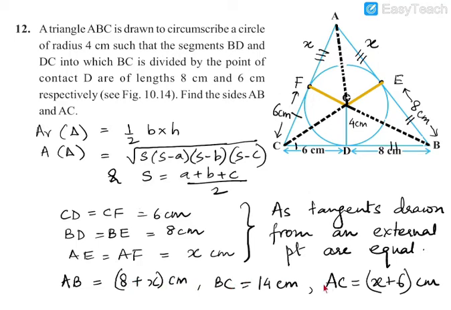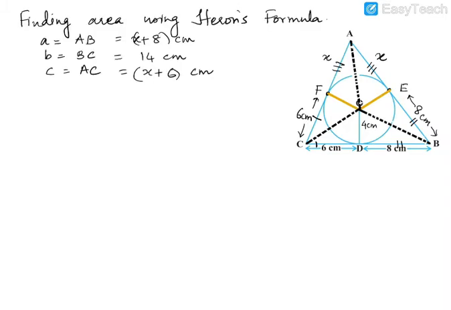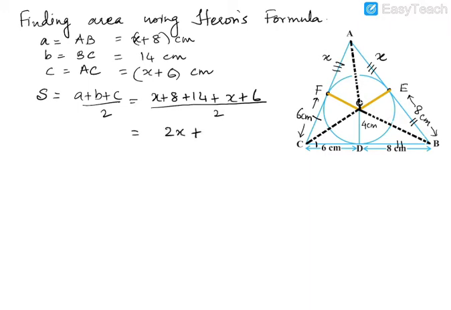Now since we have all three sides of the triangle, we can find its area using Heron's formula. So let's find the semi-perimeter. So taking side AB as a, BC as b and AC as c, the semi-perimeter will be a plus b plus c divided by 2, that is x plus 8 plus 14 plus x plus 6 whole divided by 2, that is 2x plus 28 divided by 2, which is equal to x plus 14.